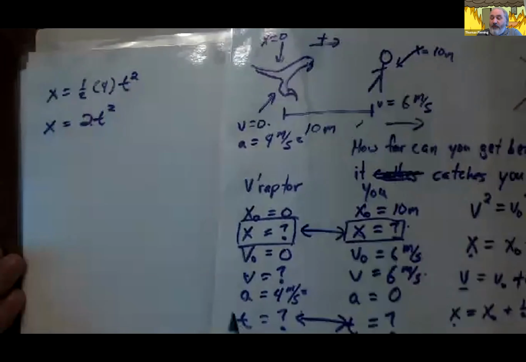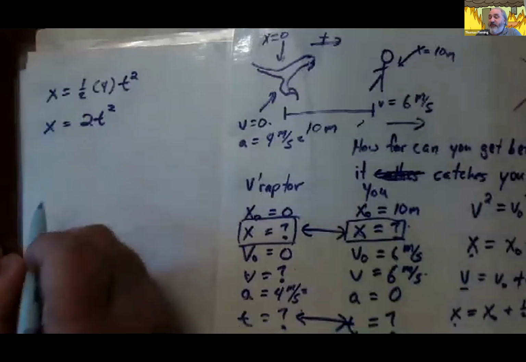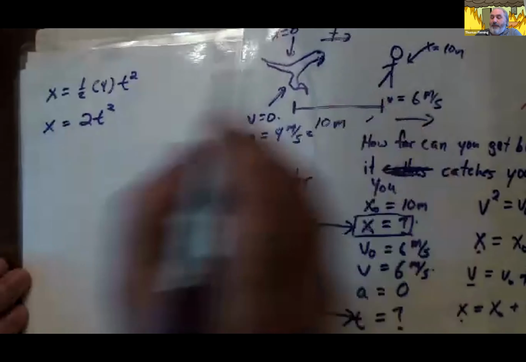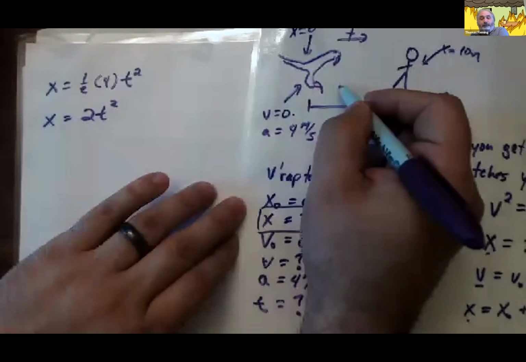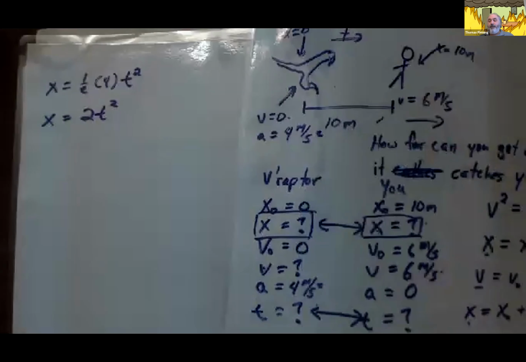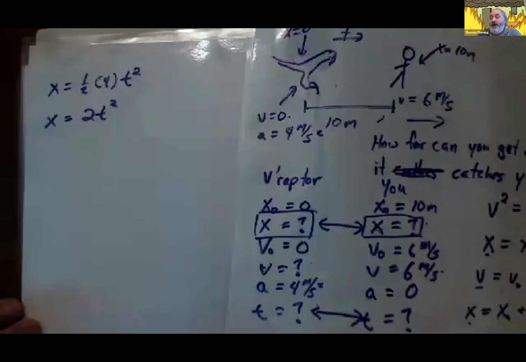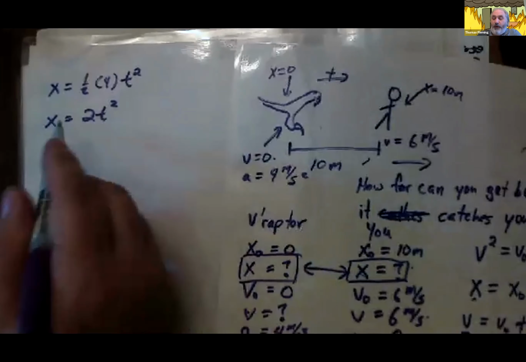This equation tells me where the velociraptor will be as a function of time. At time 0, he's here. At time 1 second, he's going to be 2 times 1 squared, which is 2. He'll be 2 meters this way, and so on and so forth. So I plug in a value for t, and this will tell me where he is. But I don't know what time to look for yet, so I can't solve this yet. I have two unknowns.